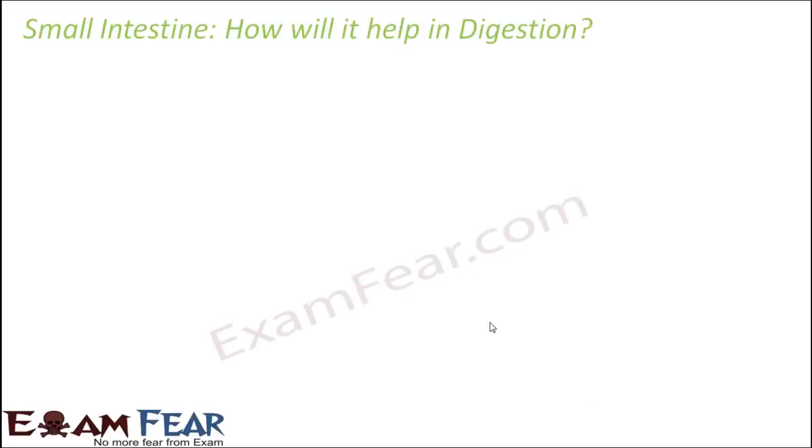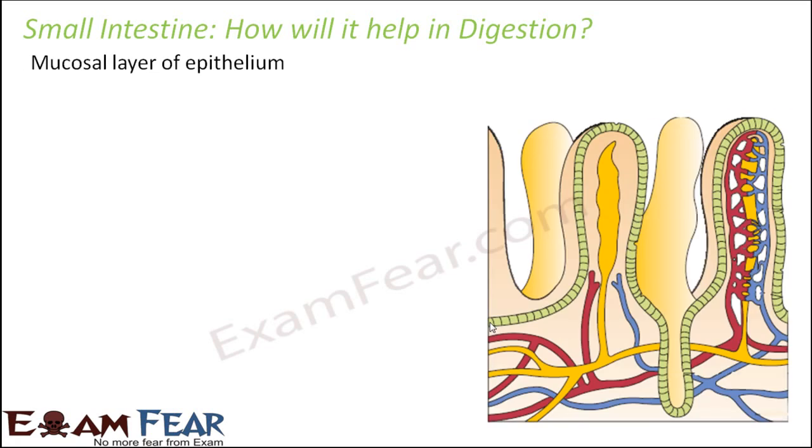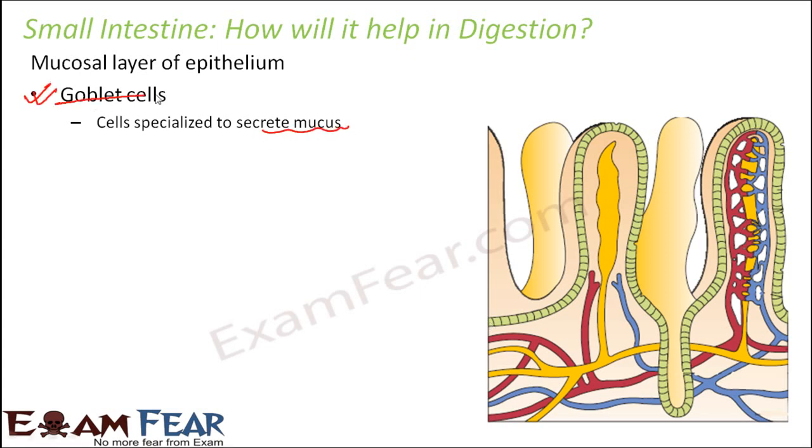Okay, so let us now see how the small intestine helps us in the process of digestion. Now we will talk only about the mucosal layer of epithelium, that is the innermost layer. There are two types of cells in the innermost layer of epithelium which contribute to the process of digestion. One is the goblet cells, which are specialized to secrete mucus. These are the specialized cells present in the innermost layer of epithelium and they secrete mucus.